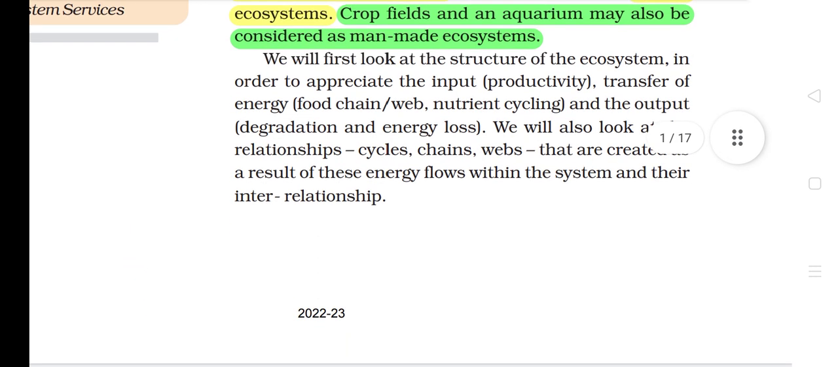We will first look at the structure of the ecosystem in order to appreciate the input, productivity, transfer of energy, food chain, web, nutrient cycling, and the output, degradation, and energy loss. We will also look at the relationships, cycles, chains, and waves that are created as a result of these energy flows within the system and their interrelationship.